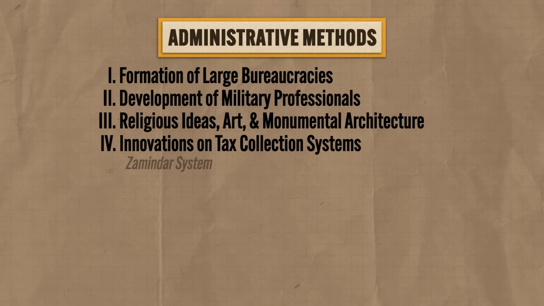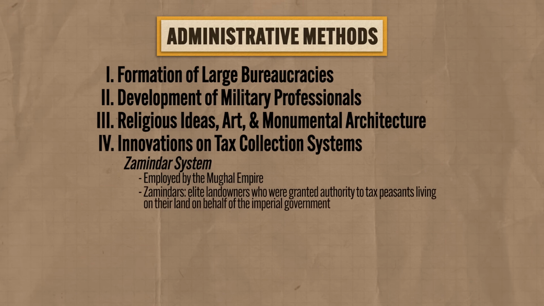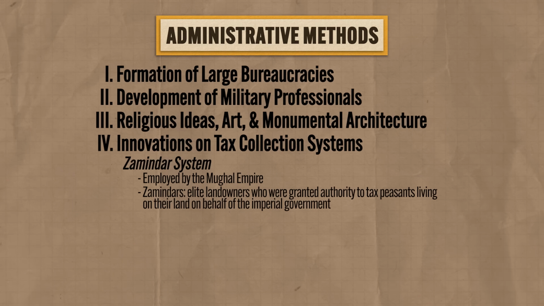First is the zamindar system employed by the Mughal Empire. Now, zamindars were elite landowners who were granted authority to tax peasants living on their land on behalf of the imperial government. Eventually, the zamindars grew corrupt and started skimming money off the top to enrich themselves, but nevertheless, this was a significant way the Mughals maintained control over their empire and consolidated power under themselves.